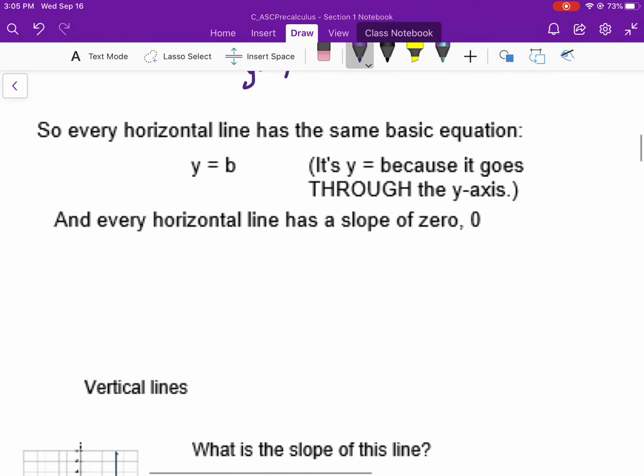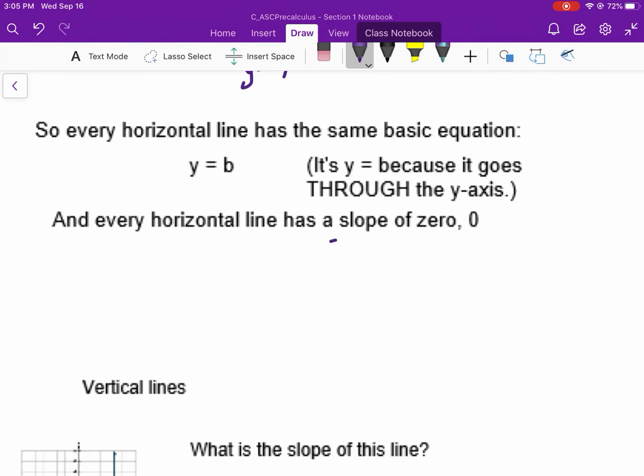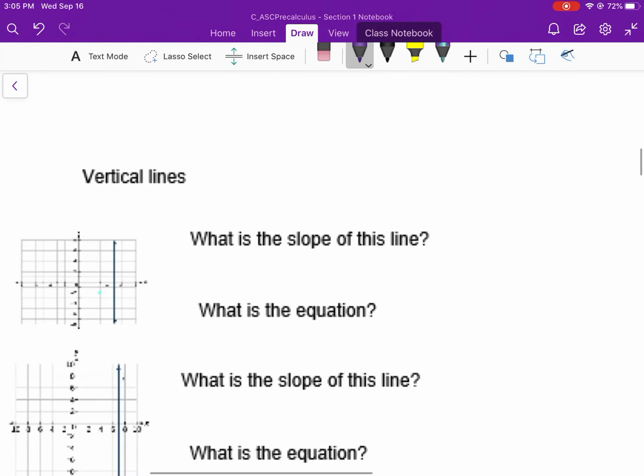So every horizontal line has a slope of 0, and every horizontal line looks like y equals some number. We sometimes use b because it's the y-intercept, but you don't have to. It's just some number. It goes through the y-axis. That's why we call it y equals.